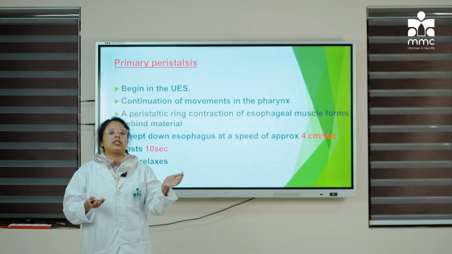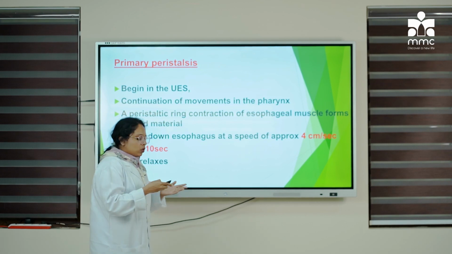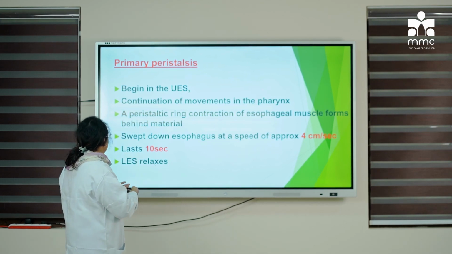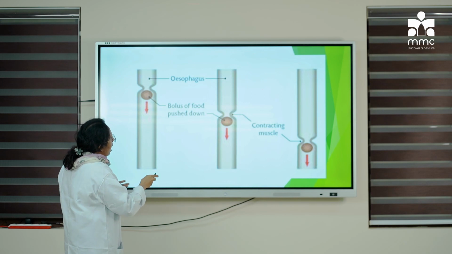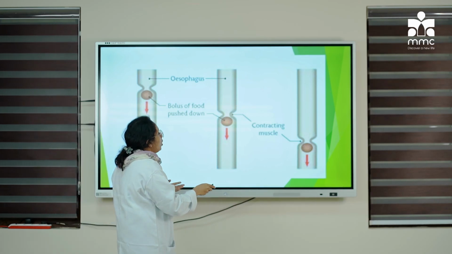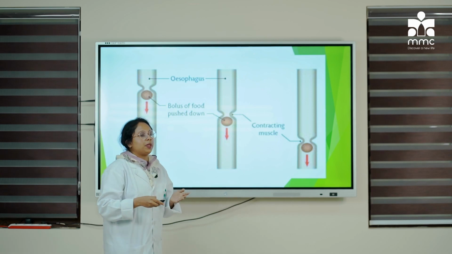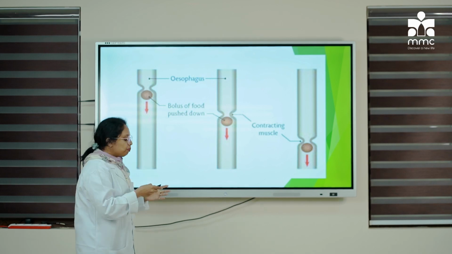So once the food reaches the lower esophageal sphincter, what happens? That sphincter relaxes. This is explained with a diagram. You can see a bolus of food in the upper part of the esophagus, where this wave of constriction has occurred. What happened? This food bolus is pushed downward and this wave of constriction moves along the entire length of the esophagus, and finally the bolus reaches the lower esophageal sphincter, which opens up and food enters into the stomach.